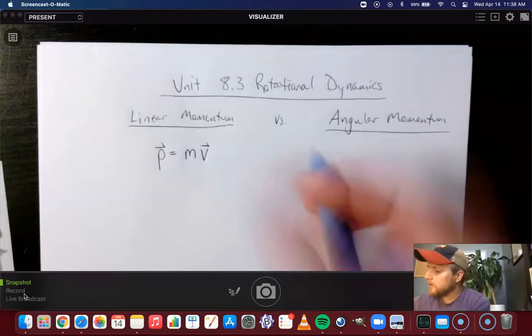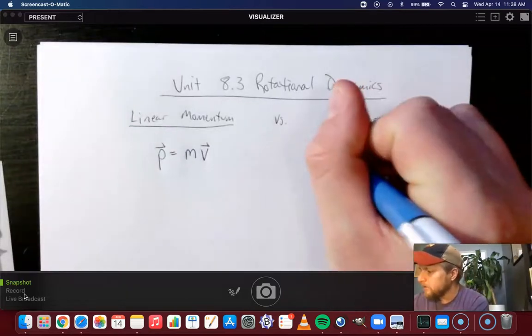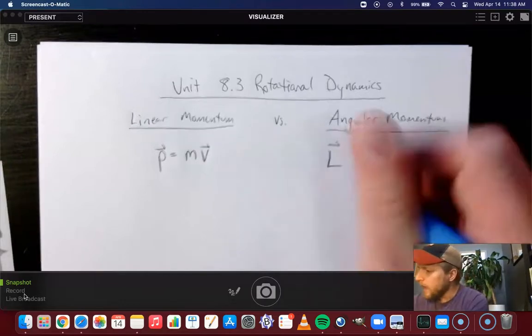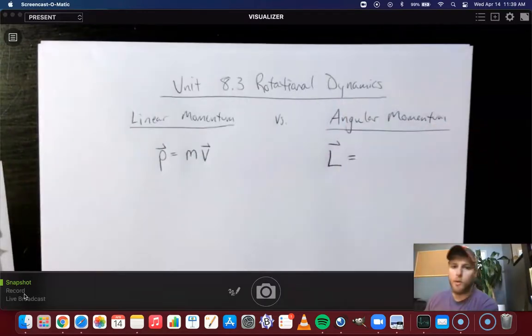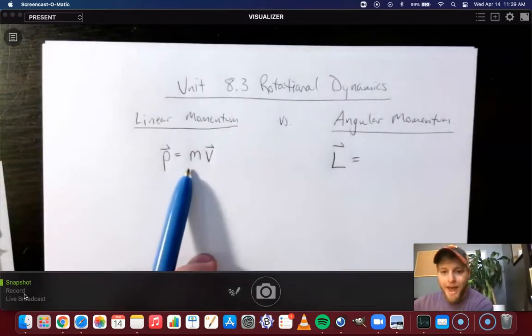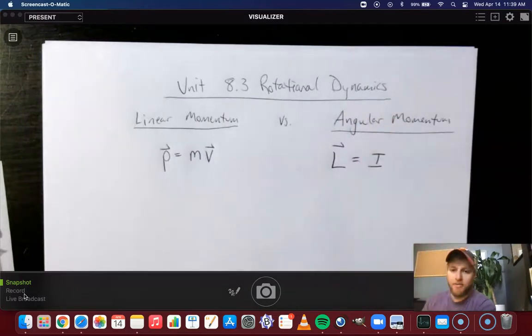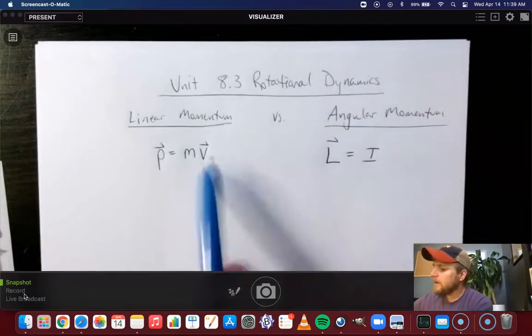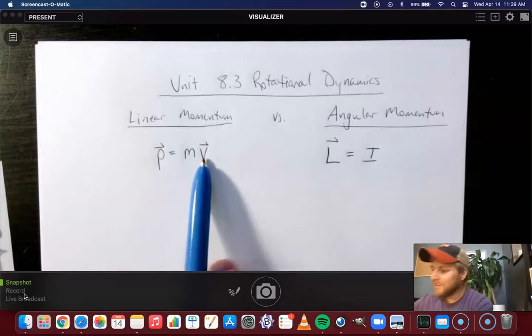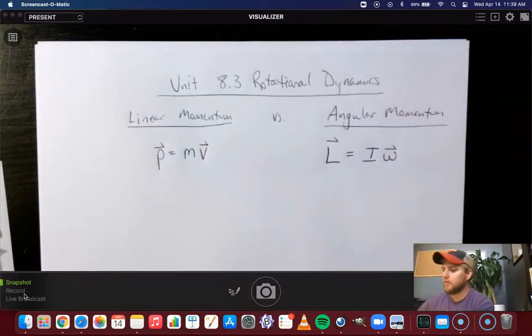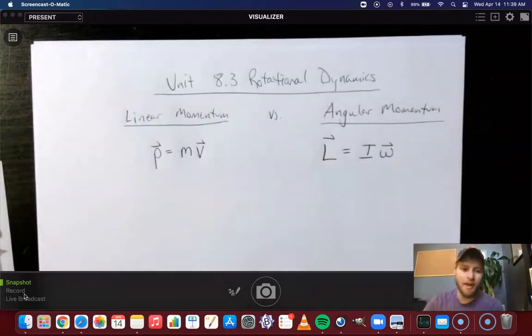For angular momentum, we happen to use the capital letter L. Then what we need to do is think about the rotational equivalence of those quantities. So remember, for rotational mass we use the capital letter I, and for the linear quantity velocity, we're going to use the angular velocity omega, reminding ourselves again that both angular momentum and angular velocity are vector quantities.